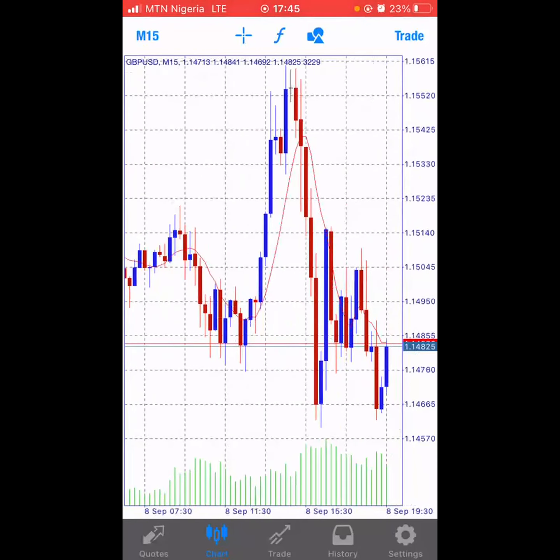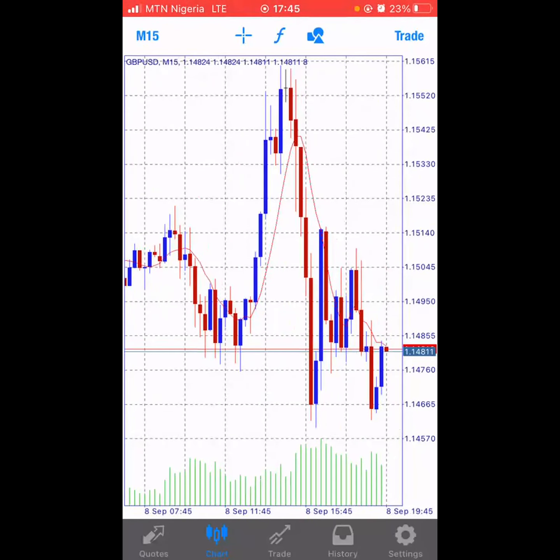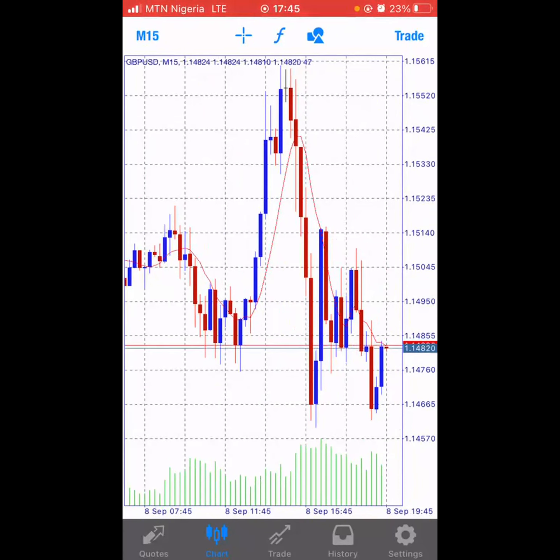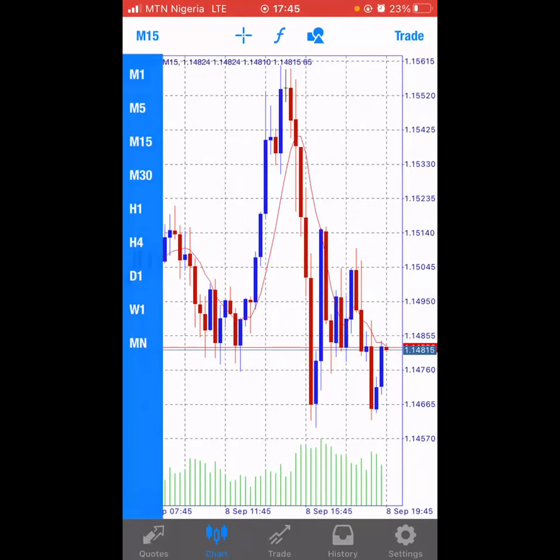Good. So let's say you're on a particular chart, right? Change this time frame. Now to change the time frame, you tap on the screen. If you're using an Android, if you tap on your screen, you'll see something that comes out like a circle. You'll see H4, H1. You click, you select. So let's go to H4.